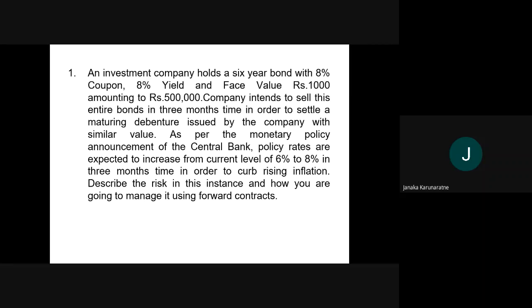Let's think about a perfect match, because these are forward contracts, not futures contracts. So what are you supposed to do? Now you have to act as risk managers. You know the scenario, you know the risk. Now you have to manage it. Tell me what you are going to do.